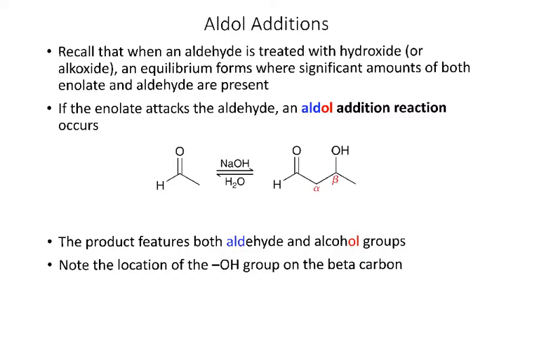if we wanted all enolate, we need to use a particularly strong base, like sodium hydride or LDA. If we used a weaker base, like hydroxide or an alkoxide, an equilibrium would form where we have significant amounts of both the enolate and the aldehyde present. And in that case, because the aldehyde is electrophilic and the enolate is nucleophilic, the enolate can react with the aldehyde in what's called an aldol addition reaction. The reason we call it an aldol is because we have both an aldehyde and an alcohol, so aldol. And the alcohol in these aldol addition reactions always ends up on the beta carbon.